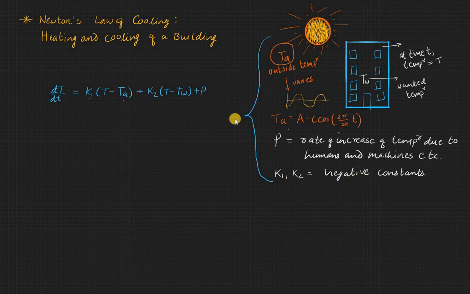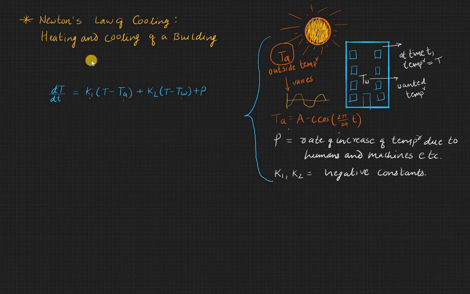So once we convert all of these, we get this particular ordinary differential equation which can describe our heating and cooling of the building. So basically we are going to solve this for T, which will be a function of K1, K2, P, and the wanted temperature as well as the TA.